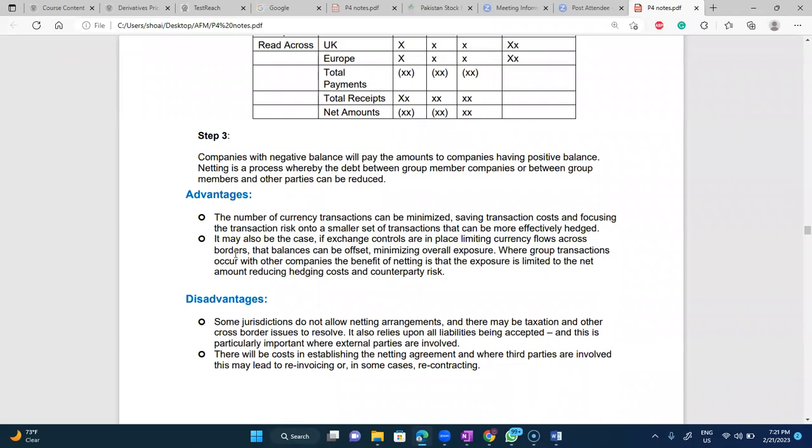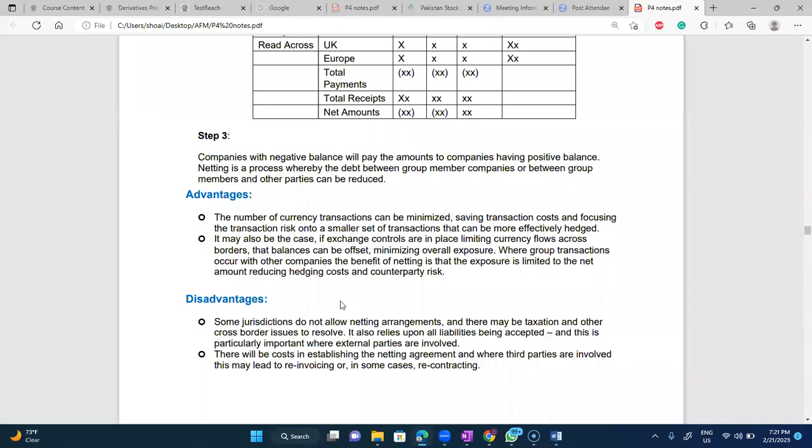Another advantage of netting is, if exchange controls are in place limiting currency flows across the border, the balance can be offset, minimizing overall exposure. For example, if exchange controls are in place, using netting you can control the flows. For example, an American company wants to pay some company in Pakistan, so we can both offset with each other. Where group transactions occur with other companies, the benefit of netting is that exposure is limited to the net amount, reducing hedging costs and counterparty risk.